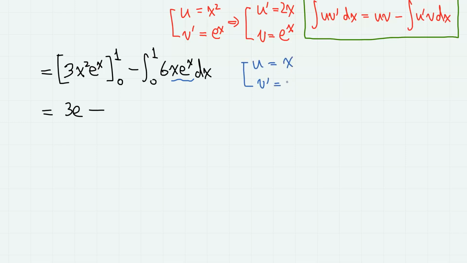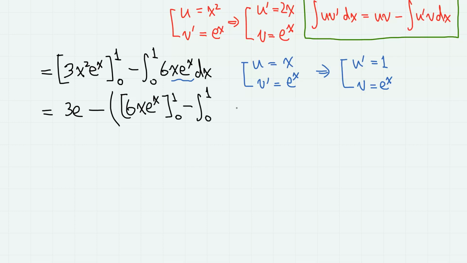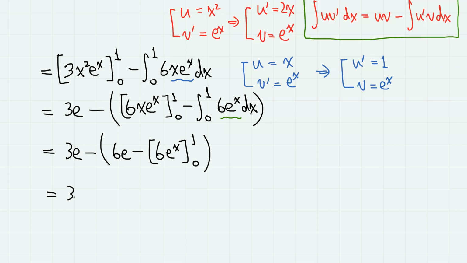now letting u as x and v prime as e to the x. Then u prime is 1 and v is e to the x. So we have 6 times uv, so x e to the x, minus integral 6 u prime v, so 6 e to the x dx. So we have 3e minus 6e minus the integral of this, which is 6e to the x. So in the end we have 3e minus 6. So this is the expected value.